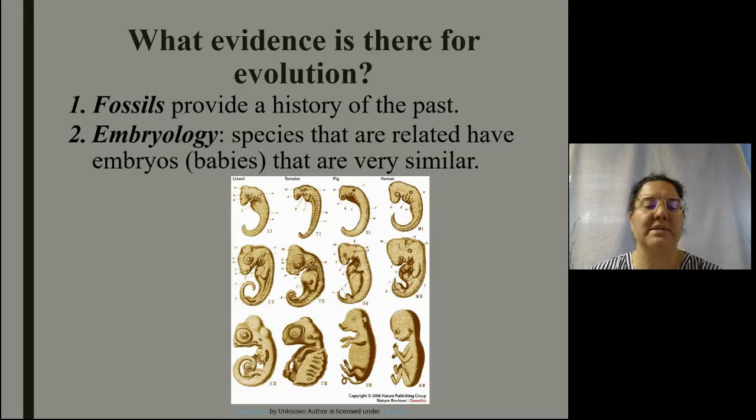So there's lots of evidence for the theory of evolution, and one of them is fossils, because they provide a history of the past, and we're able to see the gradual change in organisms over time through the fossil record. Embryology, which is the study of developing organisms in the first few stages of their development, and species that are related have similar looking embryos.